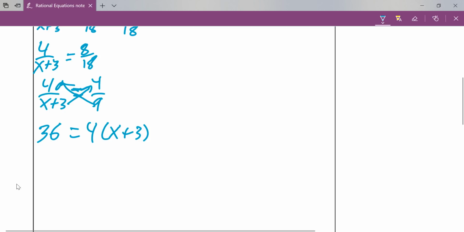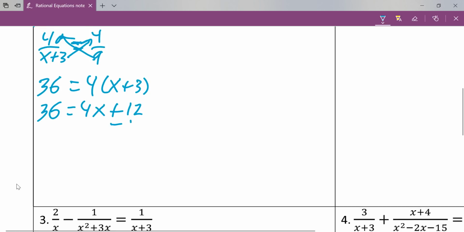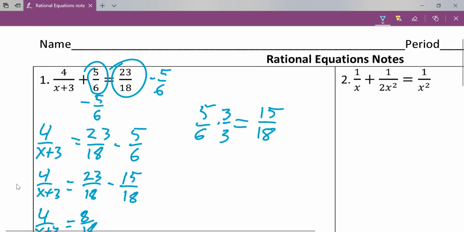So now we have 36 equals 4 times x plus 3, which means 36 is equal to 4x plus 12, which means we can subtract 12, right? And then get 24 is equal to 4x, which means that x is equal to 6. And that is your answer. So if you plugged in x equals 6 up here, you get 4 over 9 plus 5 over 6 equals 23 over 18.